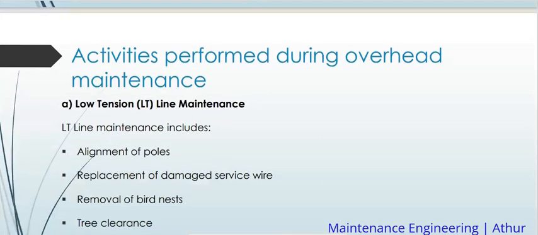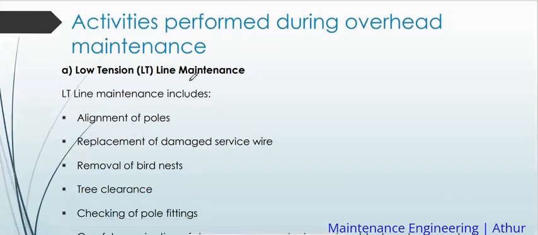Okay. So we have activities performed during overhead maintenance. We have alignment of poles. I talked about this. That is pole replumbing. We have replacement of damaged service wires. Service wires are the wires that supply to our buildings from the transformer. We have removal of bad nests.